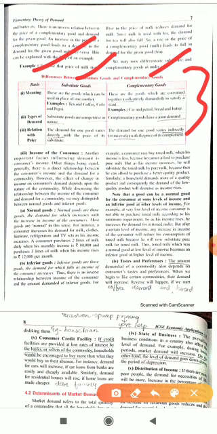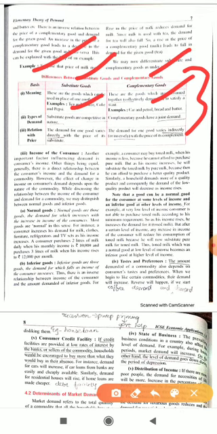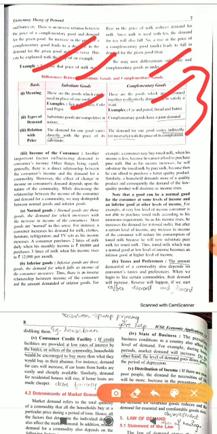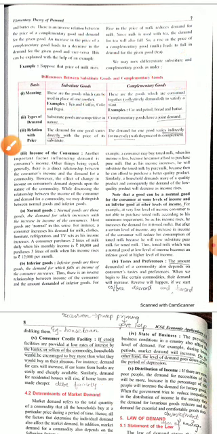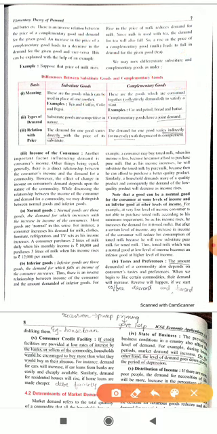Second is type of demand. Substitute goods are competitive in nature, complementary goods are joint goods, so they are demanded in a joint way. Next is relation of price. The demand of one good varies directly with the price of the substitute. As I told you, when the price of coffee increases, people will switch towards tea. So there is a direct relationship. When the price of one commodity increases, then the demand of the other commodity increases in the market. That's why it is a substitute good.